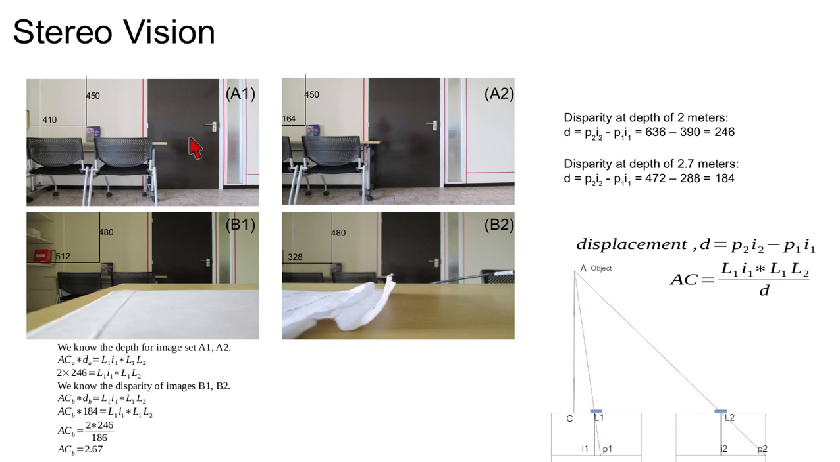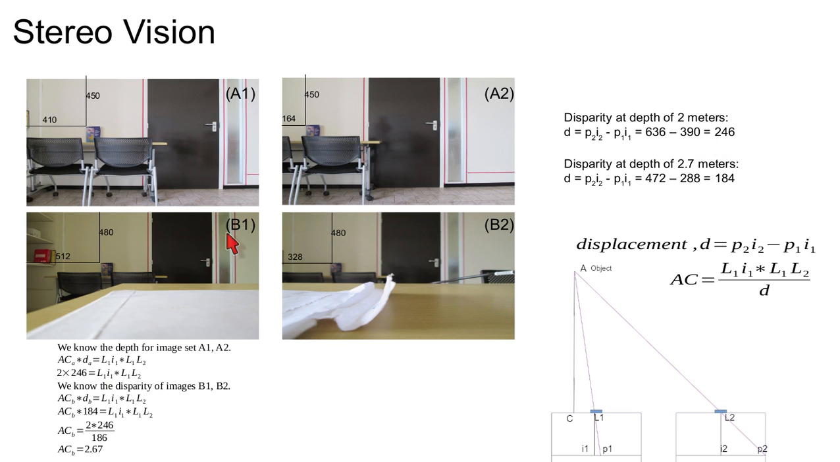Let us assume that we knew the distance of the camera from the wall in scene A, but we do not know the distance of the camera in scene B. So how do we compute the distance of the camera in this image, in scene B? Because we know the depth for image sets A1 and A2, we can compute this equation for image A. That means the depth in the case of image A multiplied by the disparity in image A is equal to L1 I1 multiplied by L1 L2 from this equation. So we can get 2 into 246 equal to L1 I1 into L1 L2, because 246 was the disparity and the distance was 2 meters.